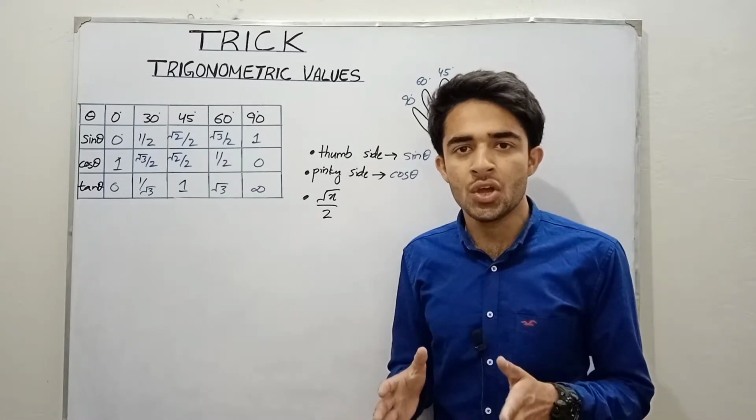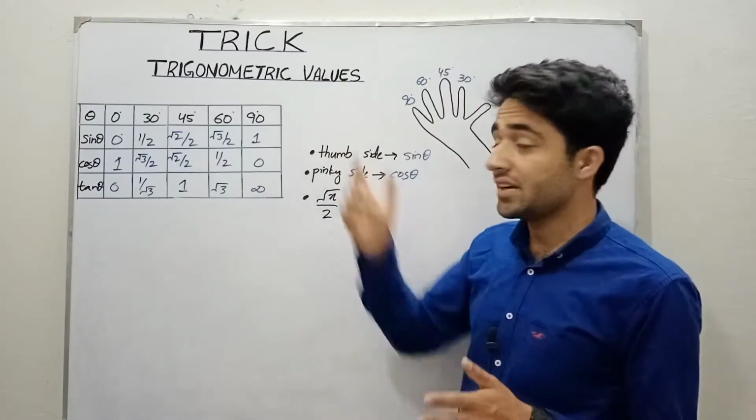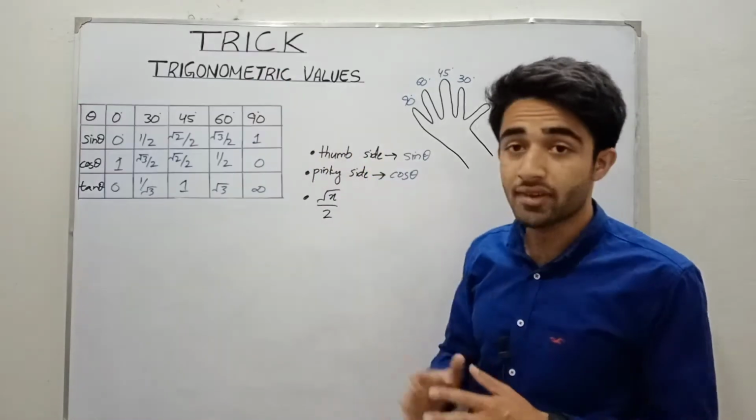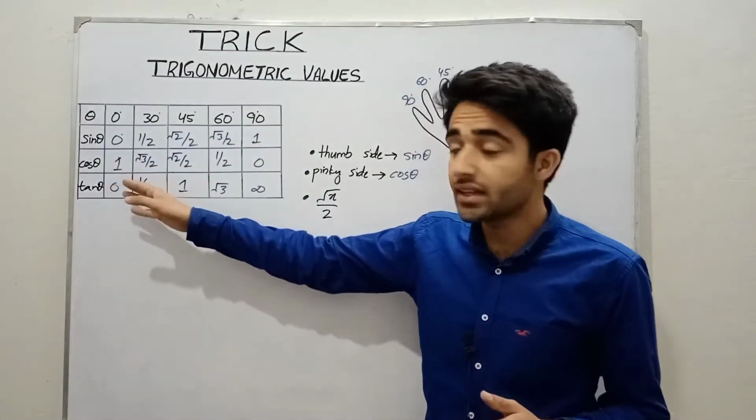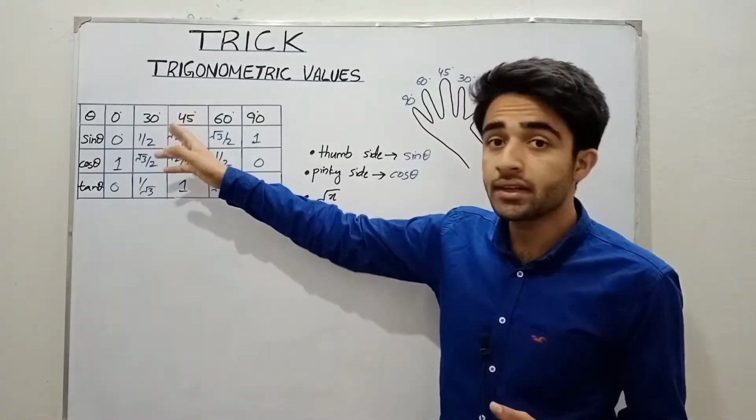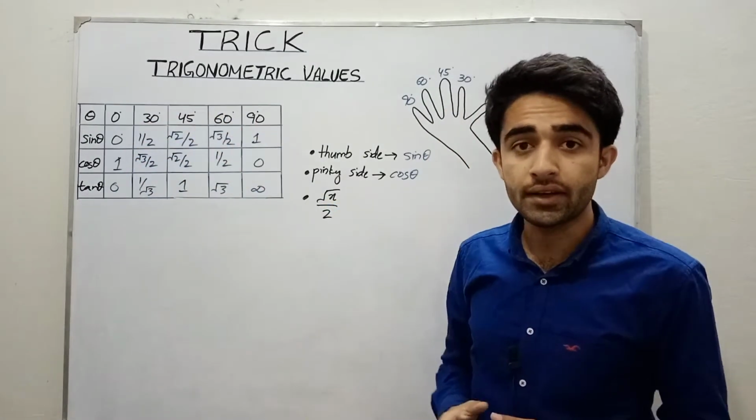Friends, in this lecture we are going to learn a trick that is used to remember the trigonometric values, which are sine theta, cos theta and tan theta at the angles of 0 degree, 30 degree, 45 degree, 60 degree and 90 degree.